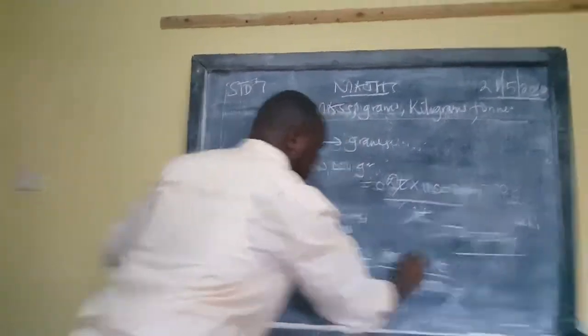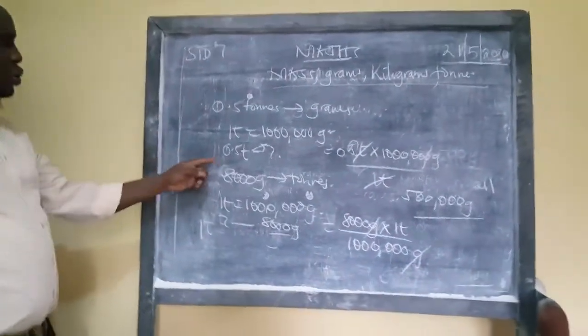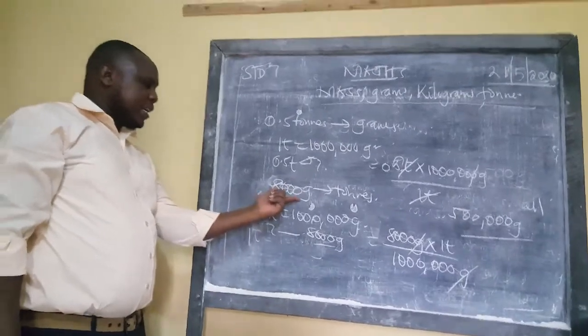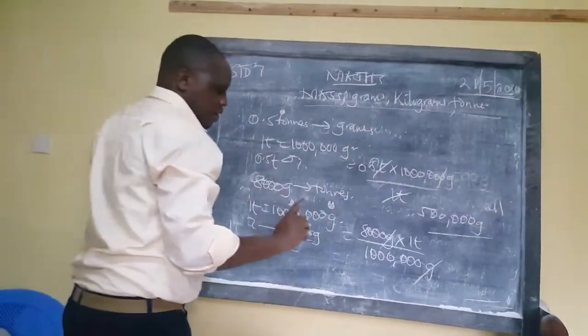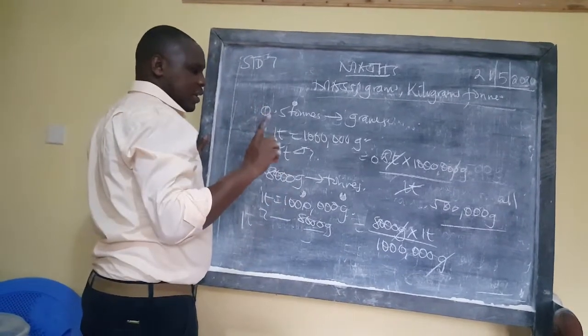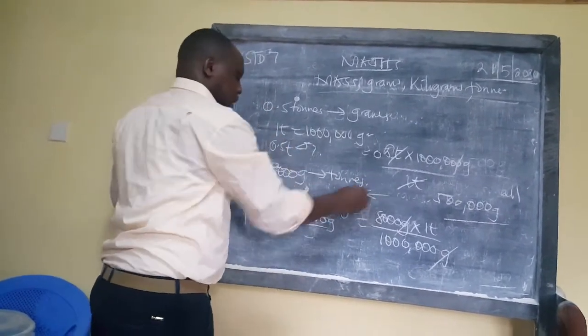Remember, grams and grams will cancel. We remain with what we are being told to convert to. We are converting grams into tons, so we are going to remain with the unit tons. Remember, we are dividing. What did we say? If we are dividing, the decimal point moves to the left.